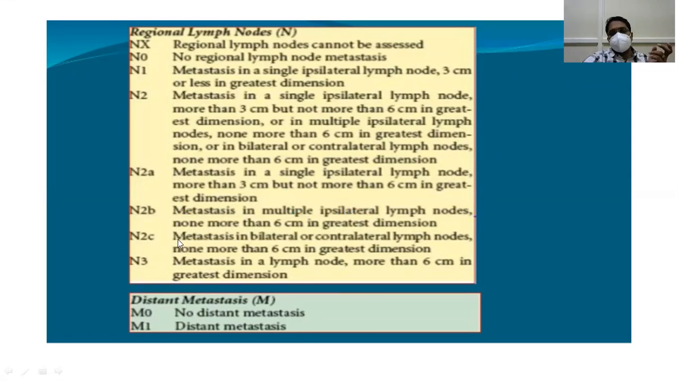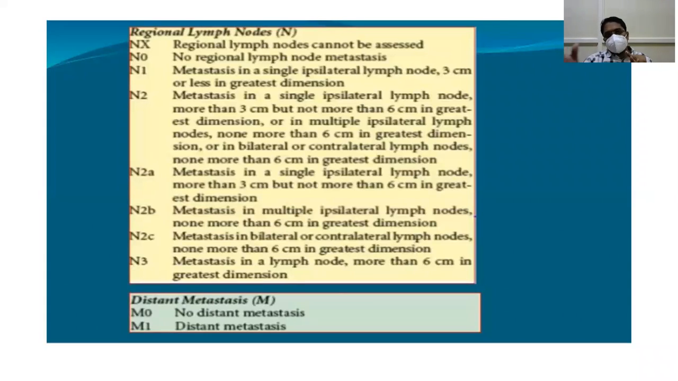In N2C, the important thing is bilateral or contralateral. All of N1, N2A, and N2B are ipsilateral, but here there are bilateral or contralateral lymph nodes. That's important. N3 is again more than 6 centimeters in greater dimension. Understood? Again, I'm telling this. N0 is no lymph node metastasis. N1 is single ipsilateral, less than 3 centimeters in dimension.